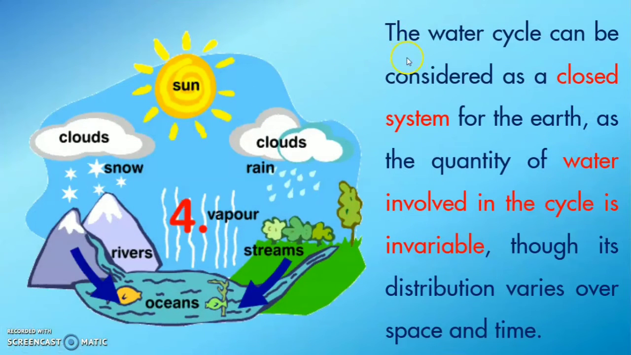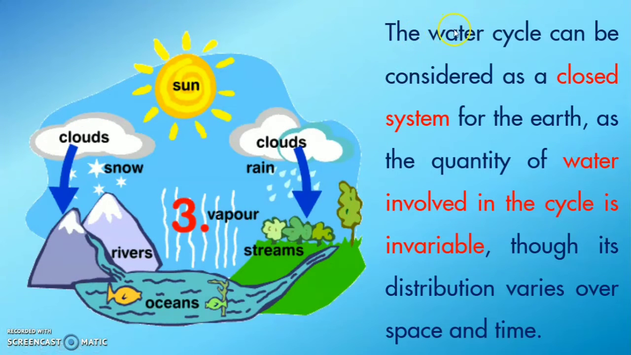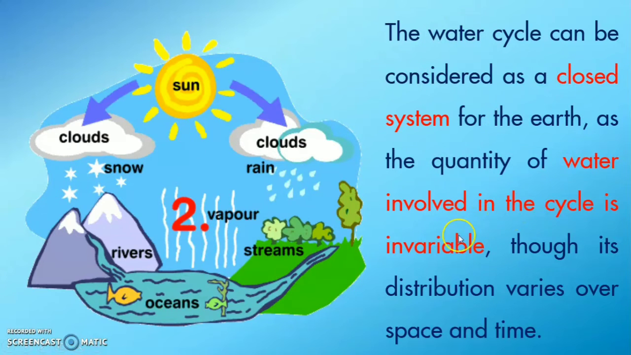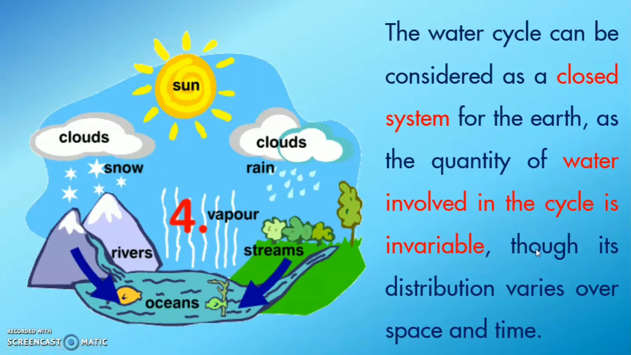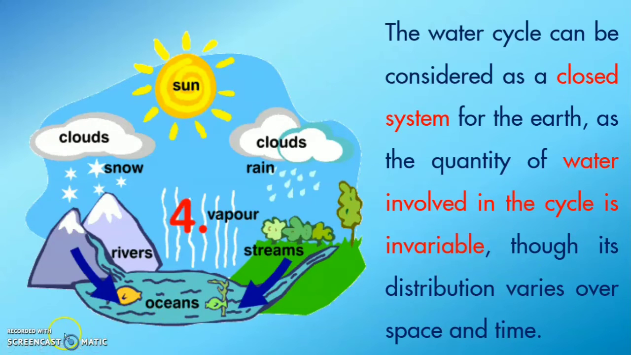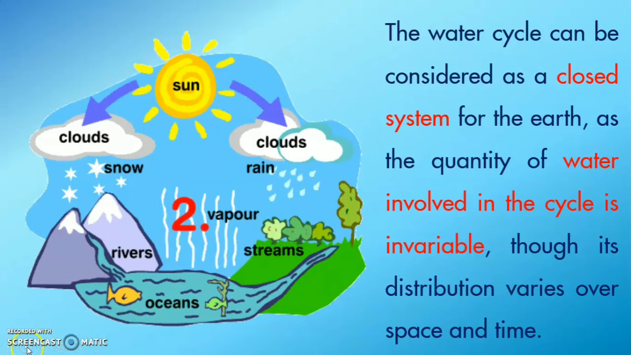Children, the water cycle can be considered as a closed system because the quantity of water involved in the cycle is invariable. That means it never changes, though its distribution varies over space and time. So the water cycle is a closed system. Is it clear?